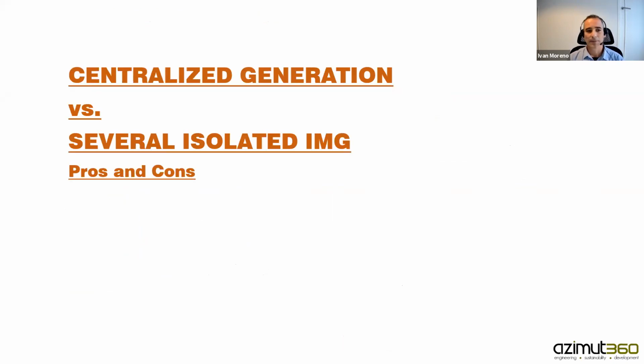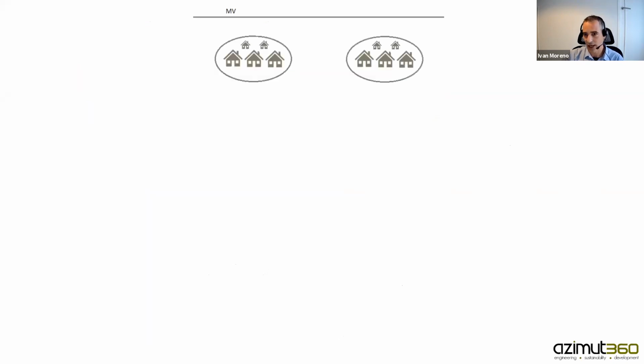Now we're going to talk about the strengths and weaknesses of these two business models, the centralized generation and the isolated mini grids. We can think of different strategies.